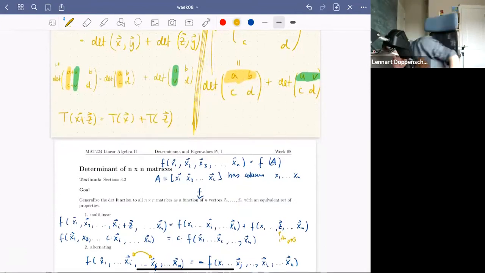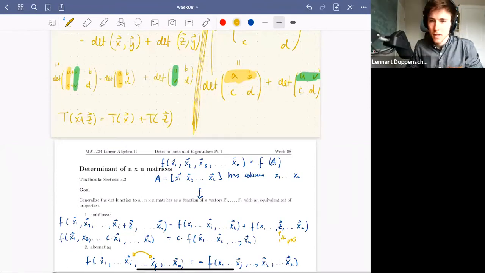Okay. Forgot to turn the light on. Maybe this is a bit better.